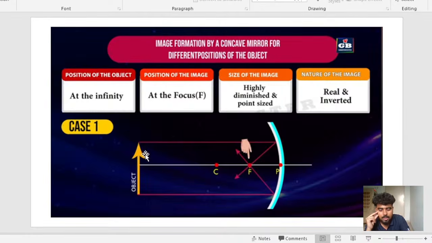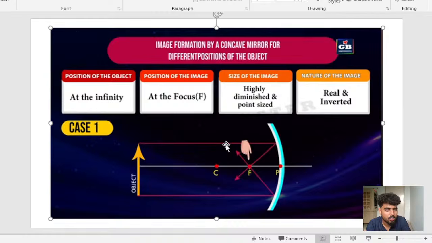Now listen here. This is the object. When a ray of light falls on the surface, this ray looks like the first rule. What will happen in the first rule? When a ray of light is parallel to the principal axis, it comes back through the focus. So it falls on the focus. Next, again the same will happen here. When a ray of light falls on the reflecting surface, it passes through the focus. So all the lights are meeting at one point, which is called the focus. So where will the image be formed? The image will be formed at the focus.